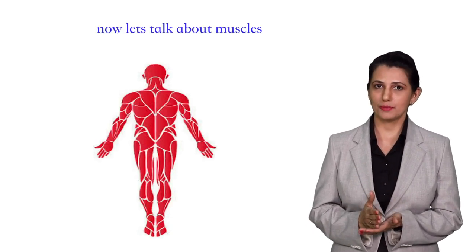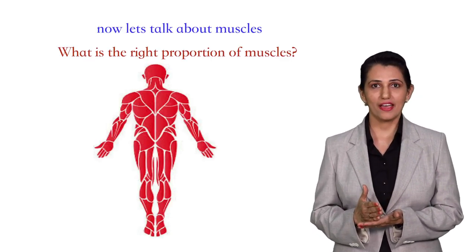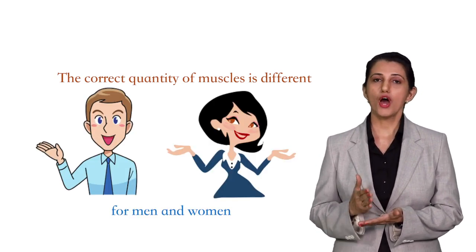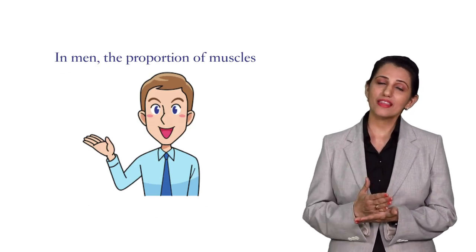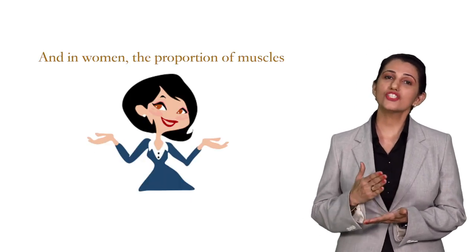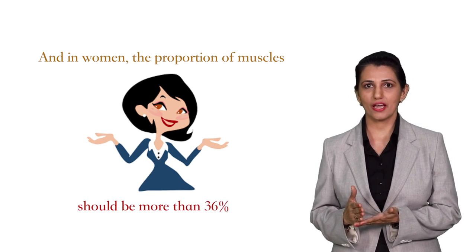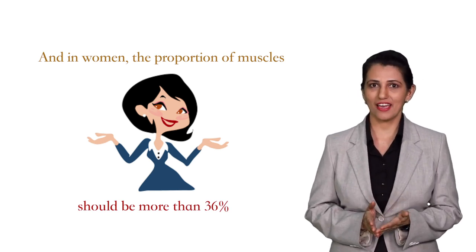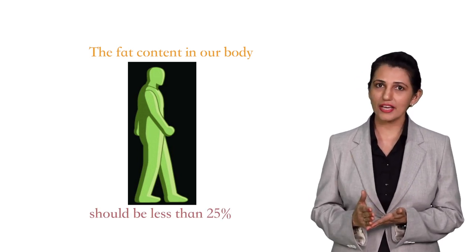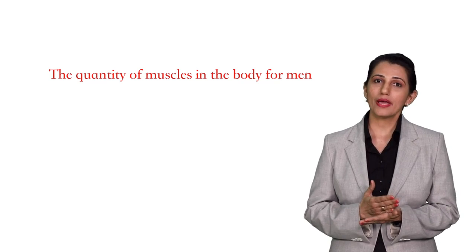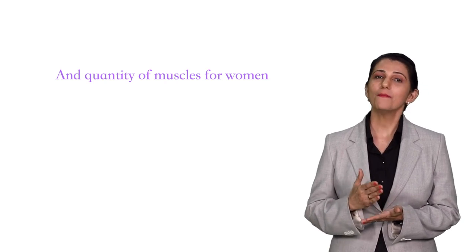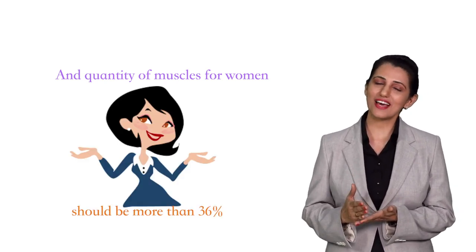Now let's talk about muscles. What is the right proportion of muscles? The correct quantity of muscles is different for men and for women. In men, the proportion of muscles should be more than 45%, and in women, the proportion of muscles should be more than 36%. Now let us repeat this one more time. The fat content in our body should be less than 25%. The quantity of muscles in the body for men should be more than 45%, and for women should be more than 36%.